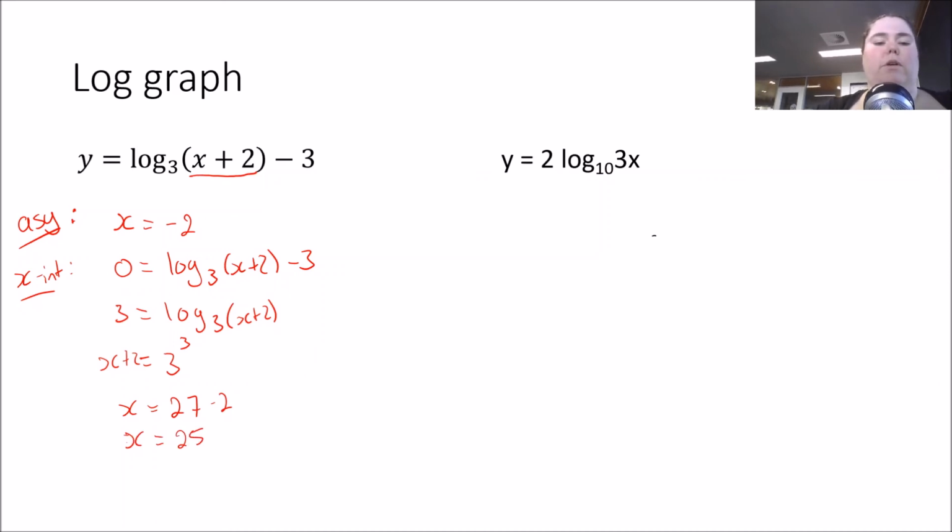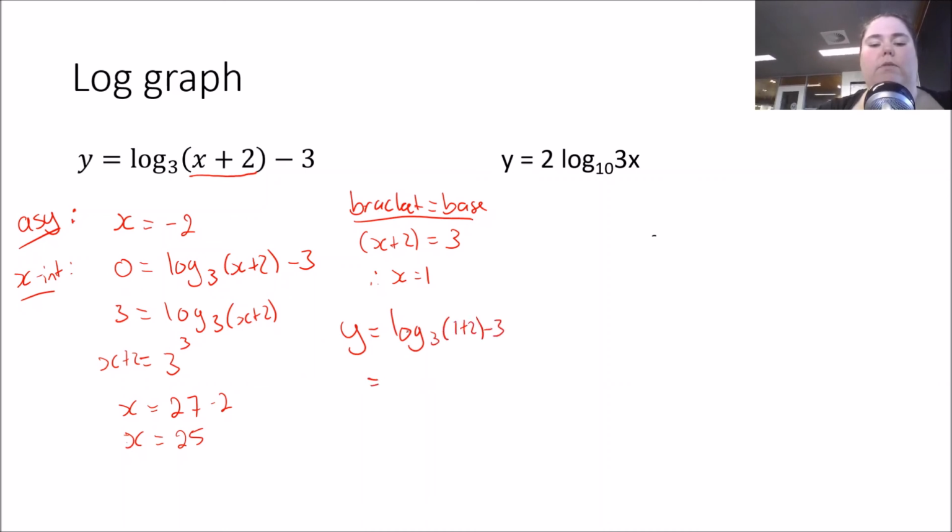So then the other point I want to find is bracket equals base. So for my bracket to equal my base, my bracket is x plus 2. Want it to equal my base, therefore x equals 1. So then I just sub that straight back into the original equation. So log 3 of 3 is 1. 1 minus 3 is negative 2. That's all the information I need. So then I can graph it.